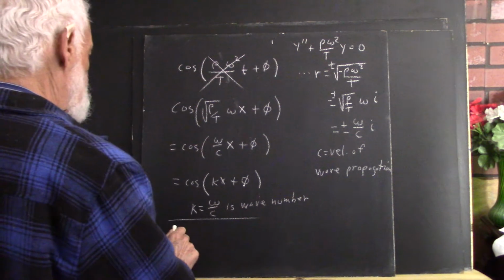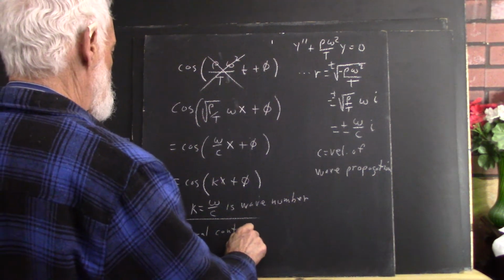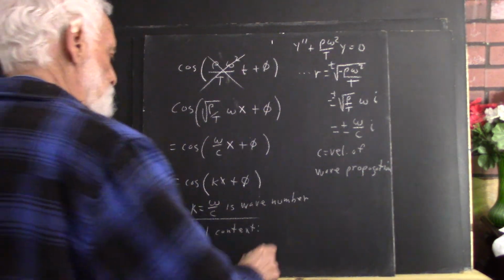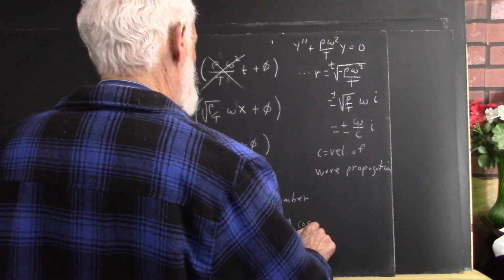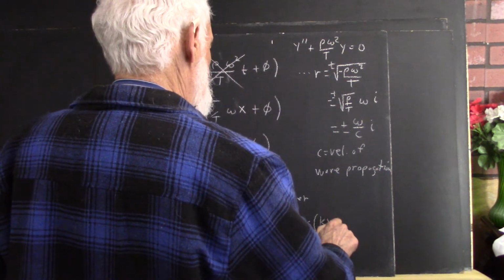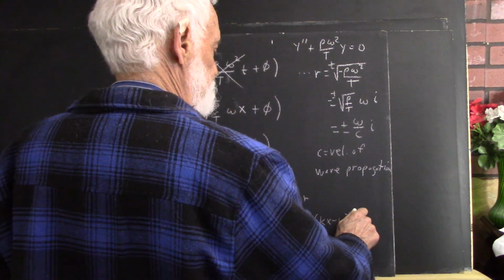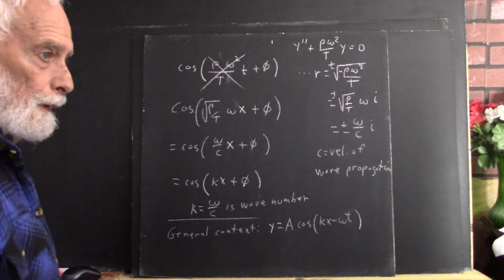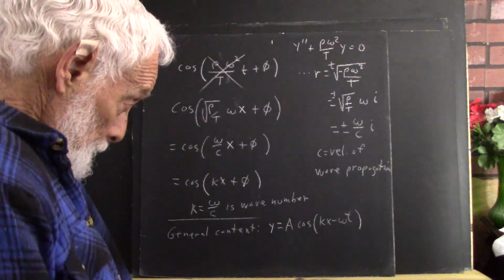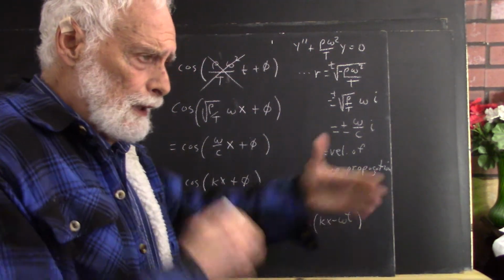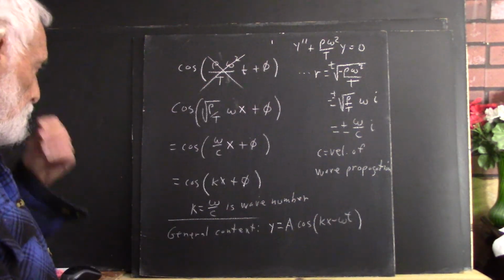In your general context, it is like y equals A cosine of kx minus omega t, and you could have a phase angle in there. But omega is your angular frequency that determines the frequency of oscillation. And your k is your wave number, which is like how many waves squeeze into a unit distance, how many complete cycles squeeze into a unit distance.